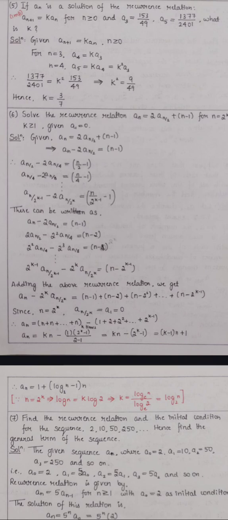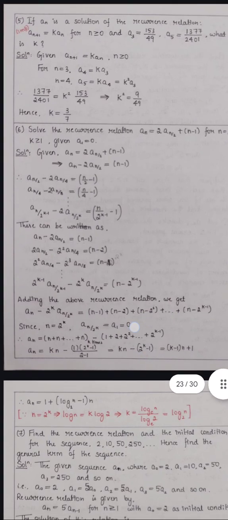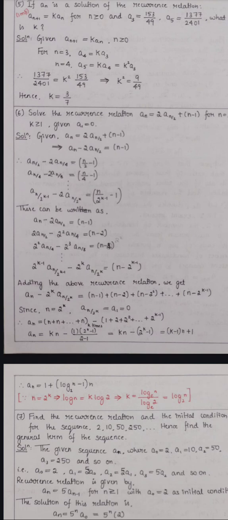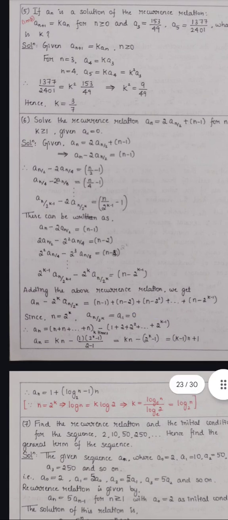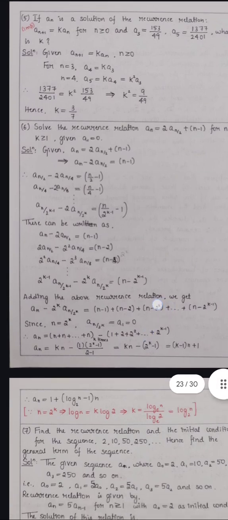Then for a5, they have given it as a5 = k into a4. What is a4? a4 is k into a3. So a5 = k square into a3. Then a5 is 1377/2401 = k square into 153/49. We will have k square = 9/49, then k will be 3/7.